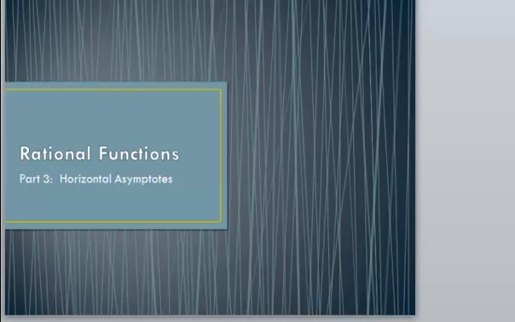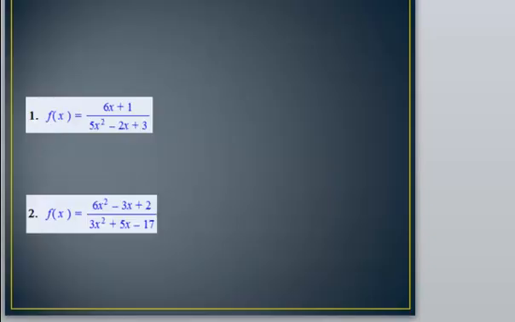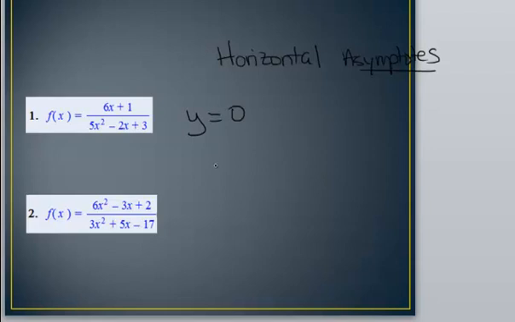Rational functions and their horizontal asymptotes. There are two cases when horizontal asymptotes occur. One of those cases is when the degree of the numerator is less than the degree of the denominator. If this happens, your horizontal asymptote will always be y equals 0.